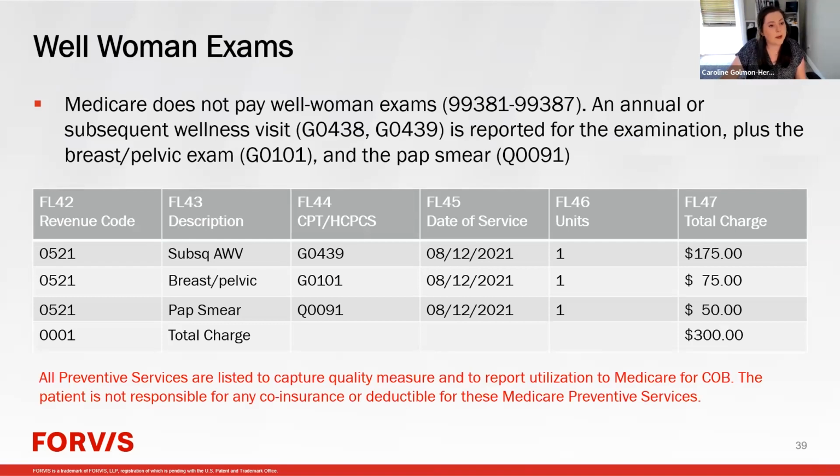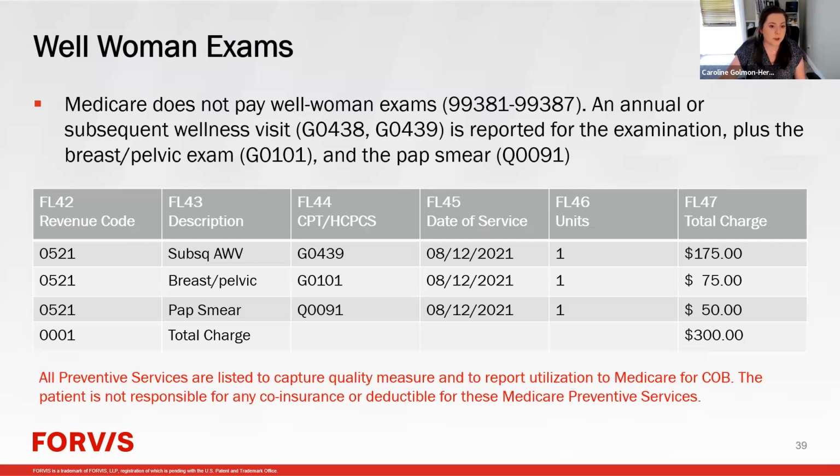So for well woman exams, Medicare does not pay well women exams. Those are the 99381 through 99387 codes. Instead, an annual or subsequent wellness visit, the G0438 and the G0439, which are codes that Stacy talked about earlier, are reported in place of the examination, plus the breast and pelvic exam, which is G0101, and the pap smear, which is Q0091.